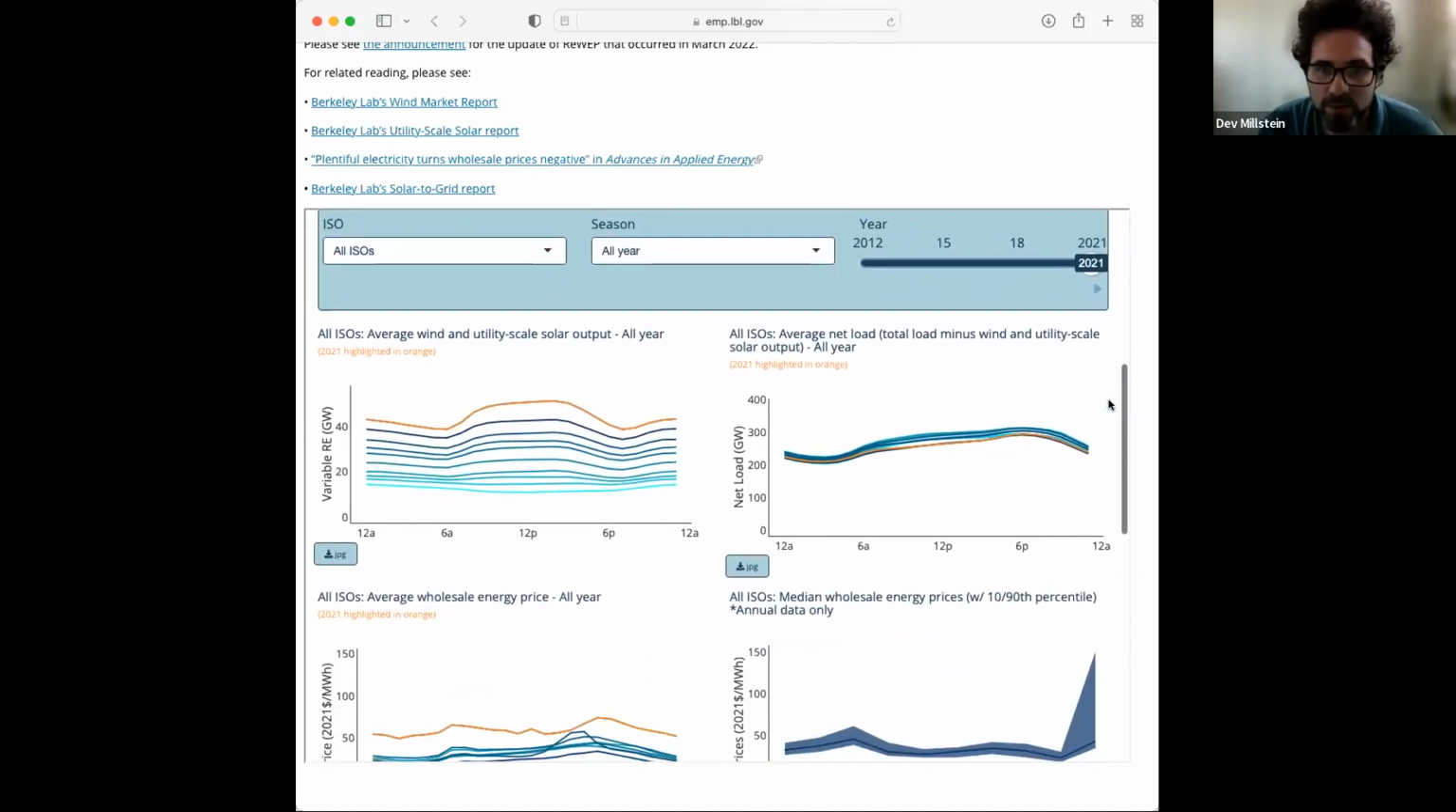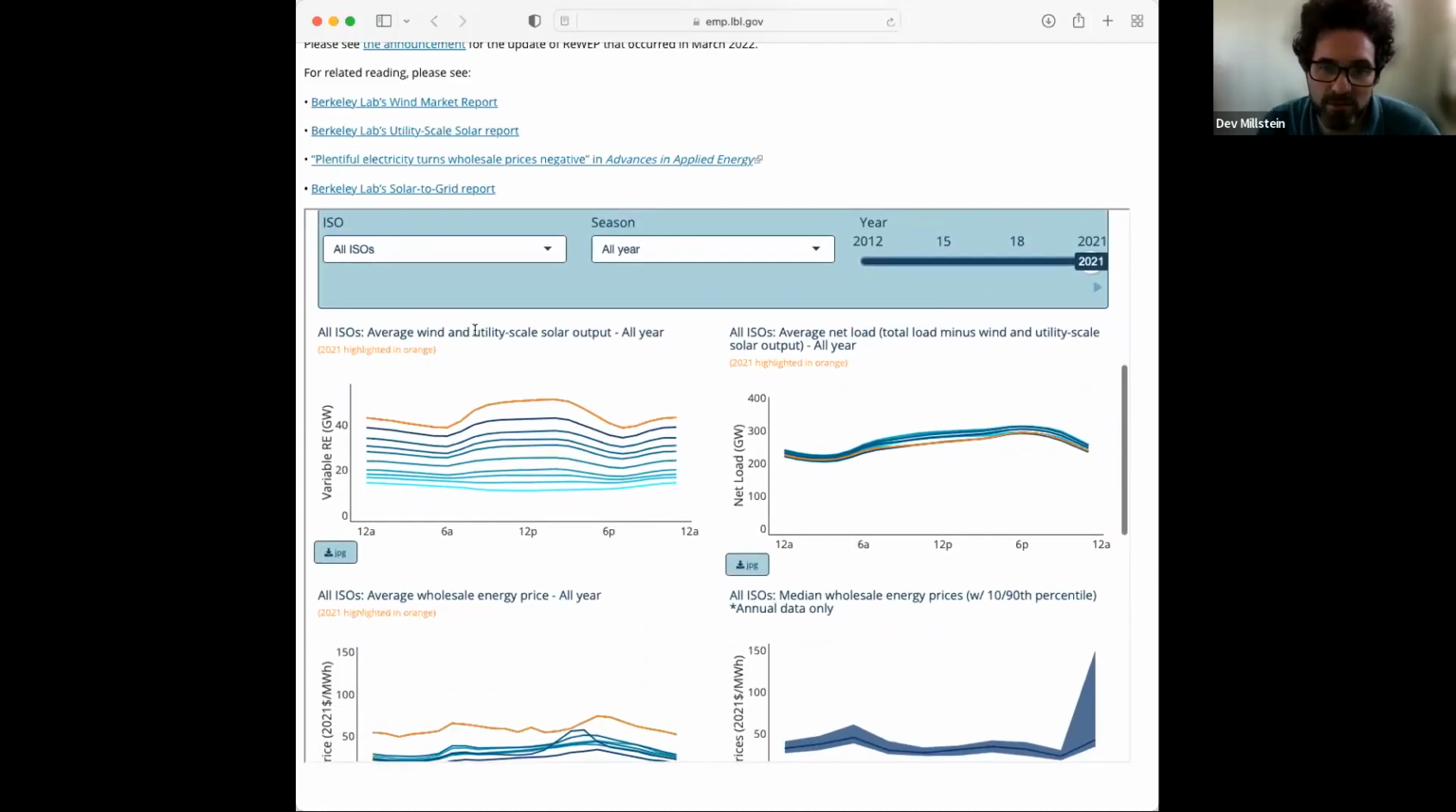Another feature is we can look at the average wind and utility scale solar output for each year, and this is a diurnal cycle, so midnight to midnight, and this is the middle of the day. We can see there's obviously more sun and solar energy generation during the middle of the day.